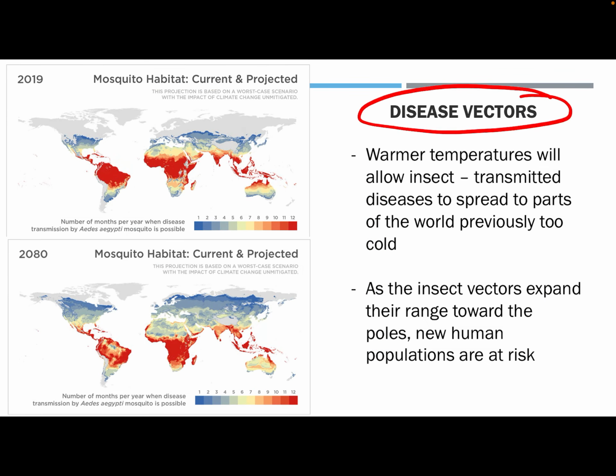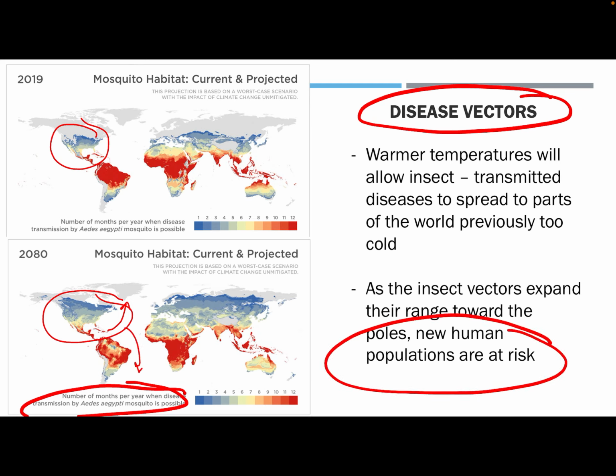Now let's look at disease vectors. Disease vectors are insects which transmit disease to people. Ticks are one. Mosquitoes are probably very familiar to you. So warmer temperatures allow insects that transmit disease to spread to parts of the world that were previously too cold. So if we compare the range, particularly for us, in 2019 versus what we see in 2080, we have many more months per year when disease transmission is possible by the Aedes aegypti mosquito. So as they expand their range towards the poles, so they're able to move up here and move down here, new human populations are at risk. So people who've not previously had to deal with the effects of maybe malaria, now they're going to be exposed.